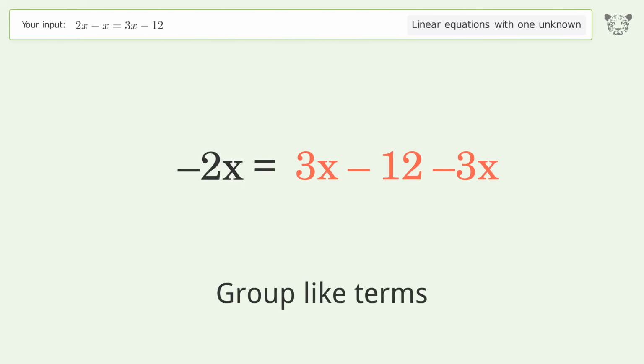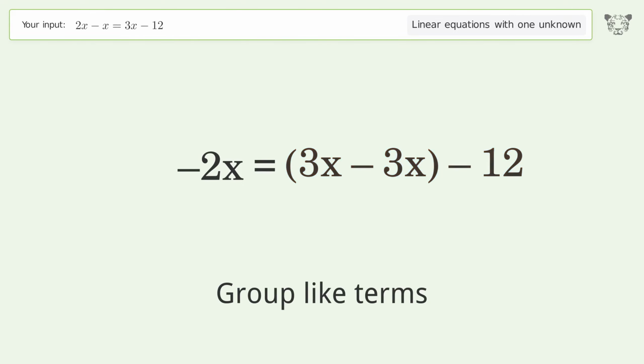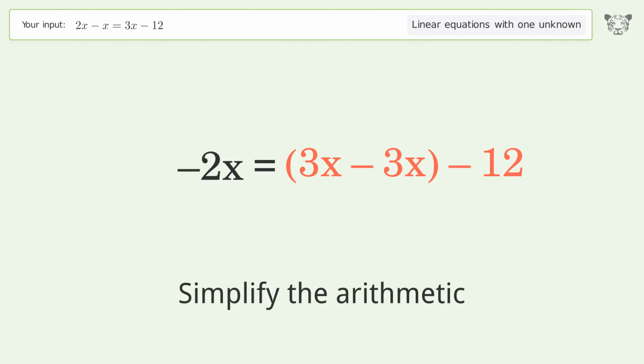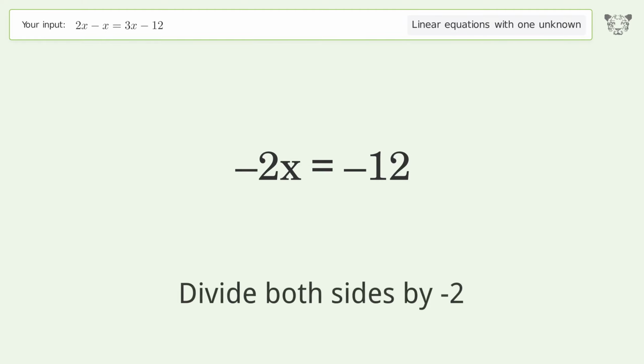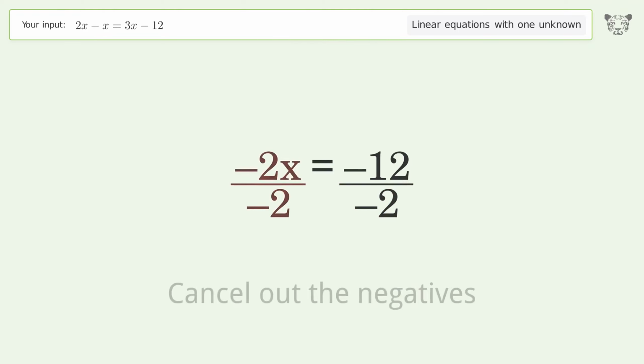Group like terms. Simplify the arithmetic. Isolate the x. Divide both sides by -2. Cancel out the negatives.